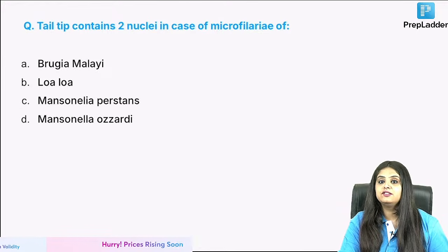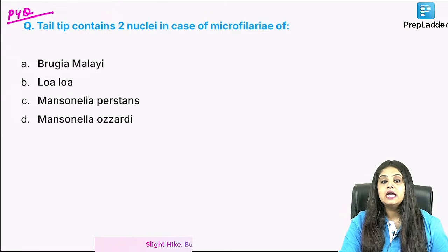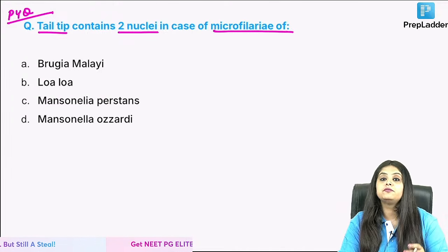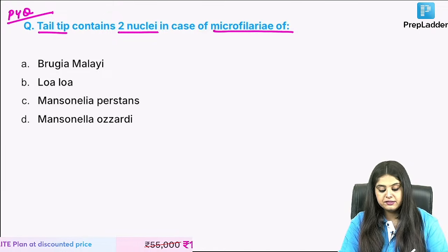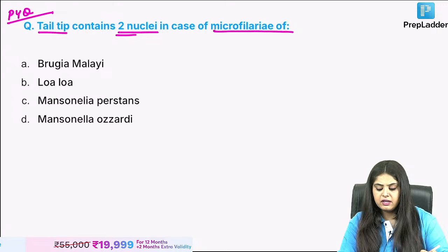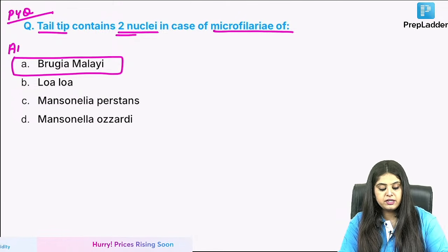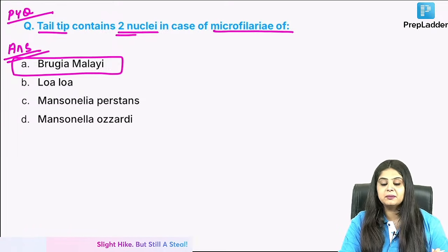Tail tip contains 2 nuclei. This is the favorite question, ma'am. How can you finish the session without it? Tail tip contains 2 nuclei in microfilaria of. For helminthology, I think this shall be the last question. Quickly, guys, 2 nuclei. How do you all know this answer? Brugia malayi, very, very good. You have studied a lot. That is not to let you stop studying. That means keep the momentum going.